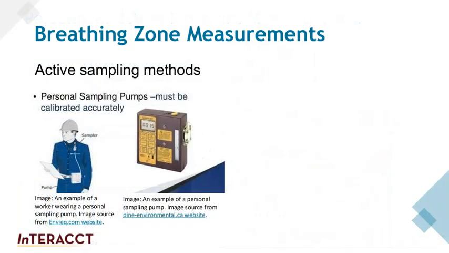Breathing zone measurements can be collected using integrated sampling methods. Active sampling, using a personal sampling pump to draw air at a predefined rate across the sampling media, is a common sampling technique. The pump must be pre- and post-calibrated to produce accurate measurements of the mass concentration.